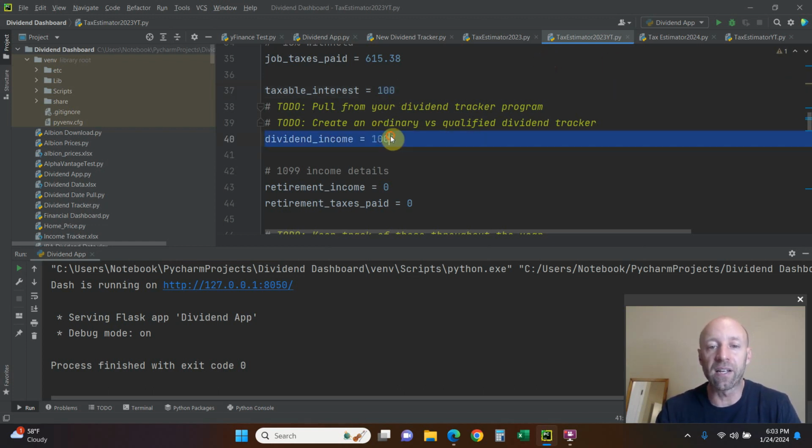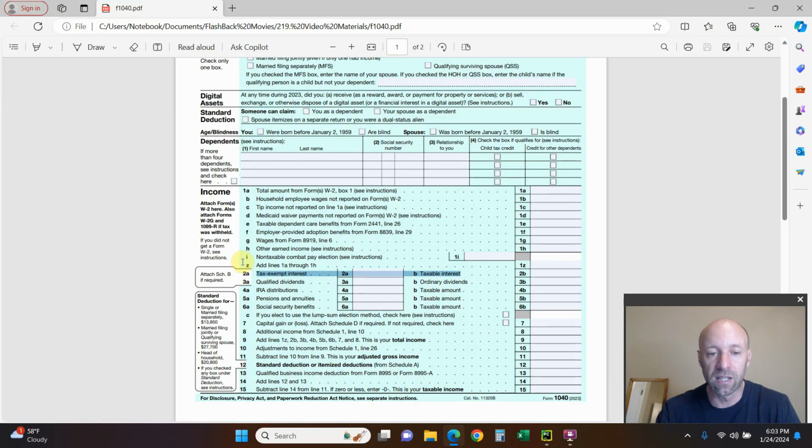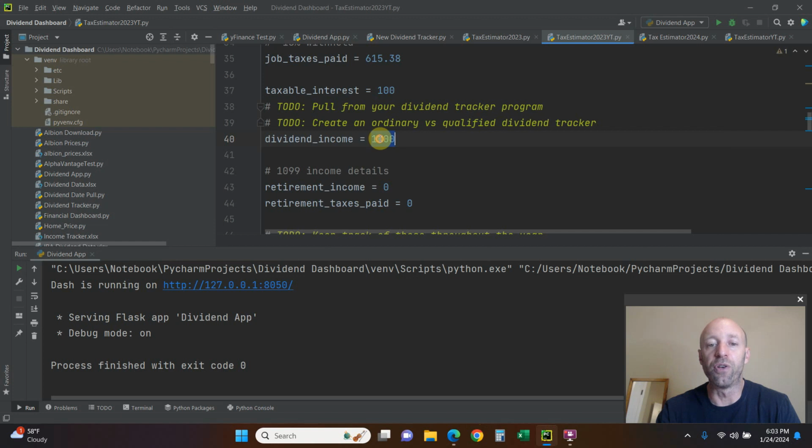The dividend income is next. So qualified dividends and ordinary dividends. If you don't know the difference between the two, just go with ordinary. That way you have a higher taxable income, and when the reality comes, then you'll owe less than you thought, or get back less than you thought. And so we just put $1,000 for some easy math here for dividend income.